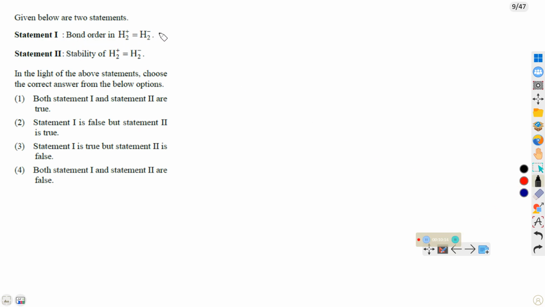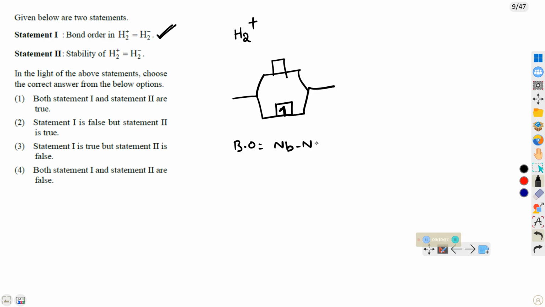Bond order of H2 plus is equal to H2 minus. Is this a correct statement? Now check the MOED diagram, the H2 plus MOED diagram. H2 plus contains only one electron. The electron is in the bonding orbital. Bond order is equal to NB minus NA by 2, that is 1 minus 0 by 2, which is equal to 0.5.